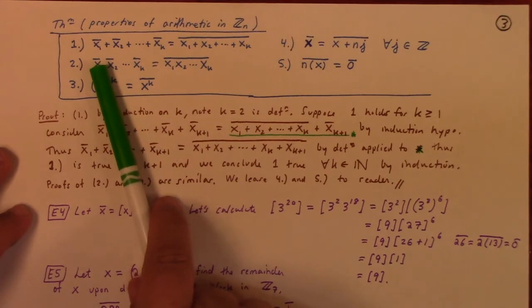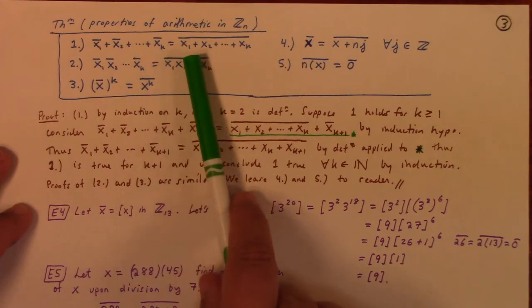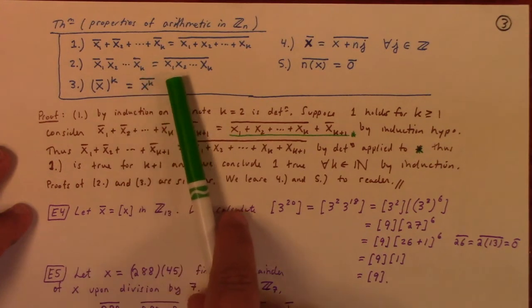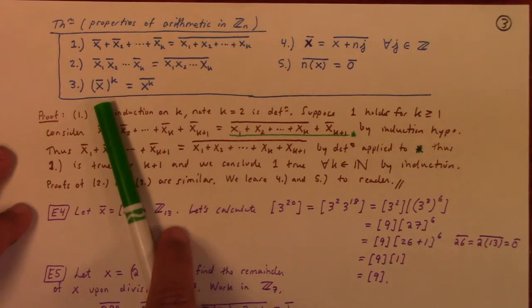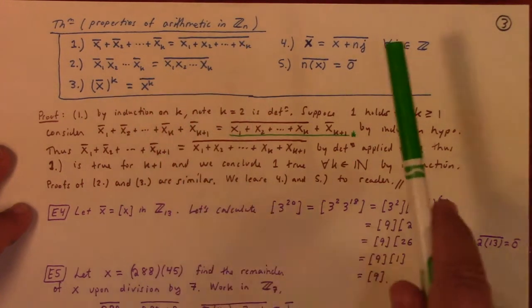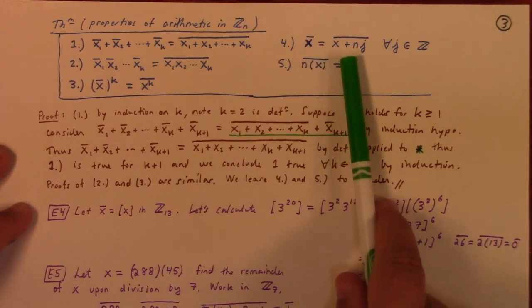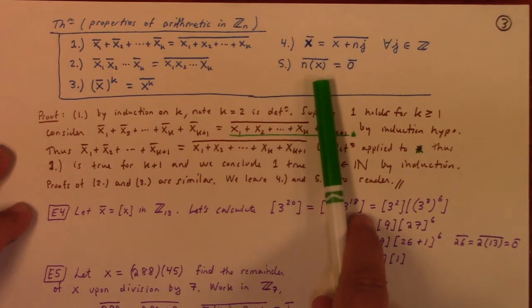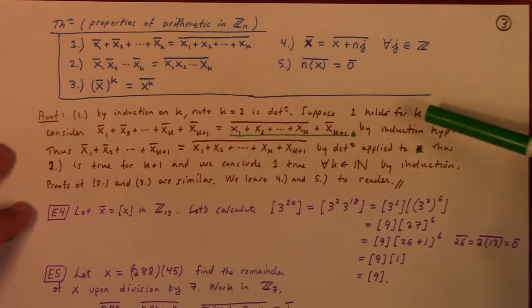We have: a sum of congruence classes is equal to the congruence class of the sum. The product of congruence classes is the congruence class of the product. The kth power of a congruence class is the congruence class of the kth power. As I have been using a lot, x bar is equal to x plus nj all bar, right? And if I have n bar times x bar, that's also equal to 0 bar, all right? So here's a proof of 1 by induction you can look at if you want.